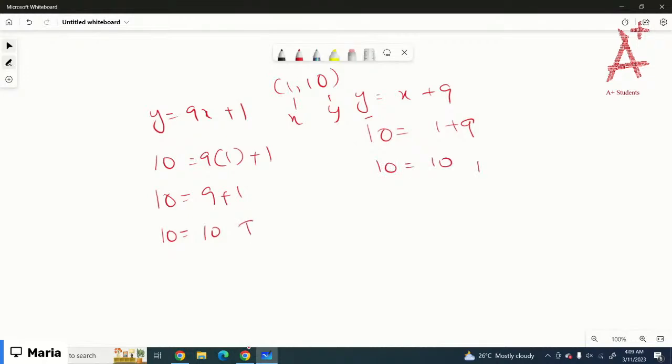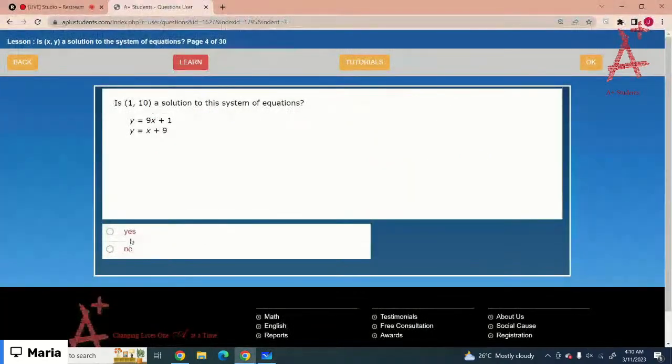So both the equations have answered true. That means yes, this is the solution of the equations. That means the point (1, 10) is the solution of both the equations of the system. So the correct option is yes.